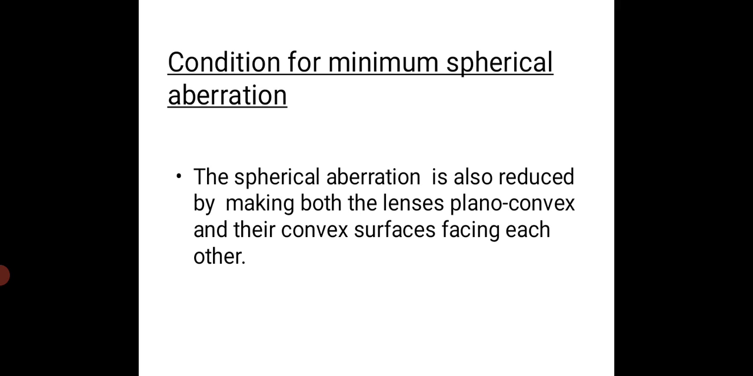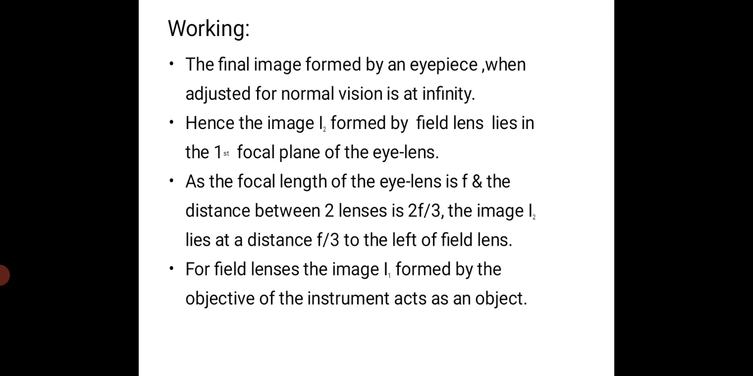Now we will see the condition for minimum spherical aberration. The spherical aberration is also reduced by making both the lenses plano-convex and their convex surfaces facing each other.